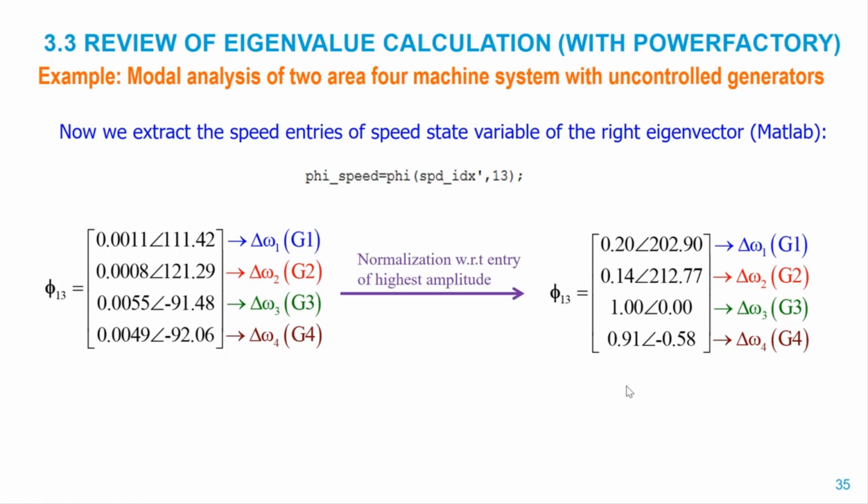After the normalization, we see clearly that there is an oscillation between generators 1 and 2 and generators 3 and 4, which is what we expect from the right eigenvector, now presented in a normalized format. This is our reference for comparison later.